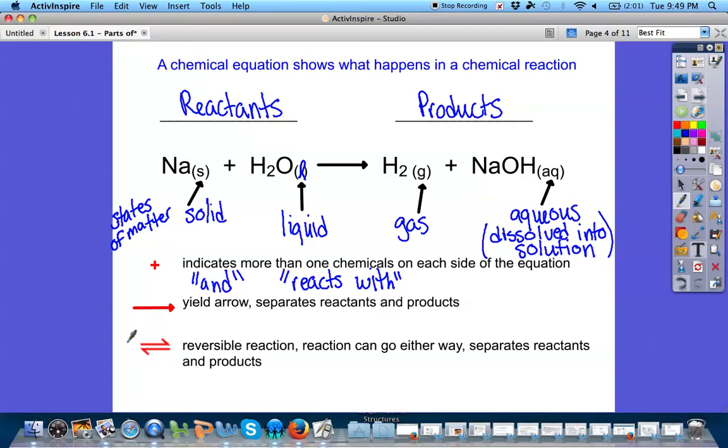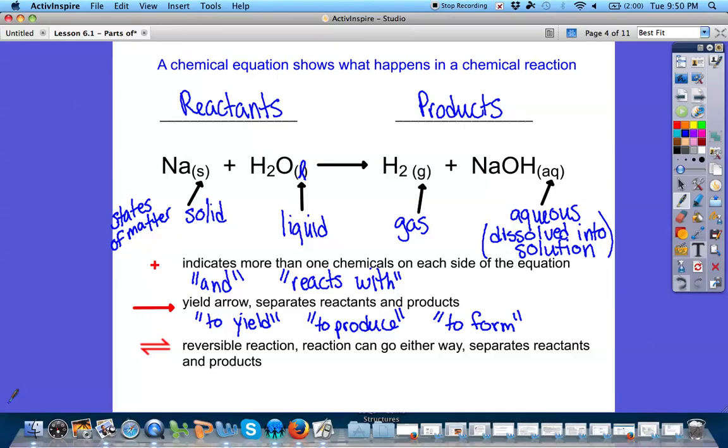The yield arrow is the arrow in your chemical equation. This separates the reactants and the products. And you are going to write this when you hear the words to yield or yields, to produce, or to form. Those are going to be the main times that you are going to write the arrow. There will be a few more that we'll talk about later, but those are the ones that we need to focus on right now.